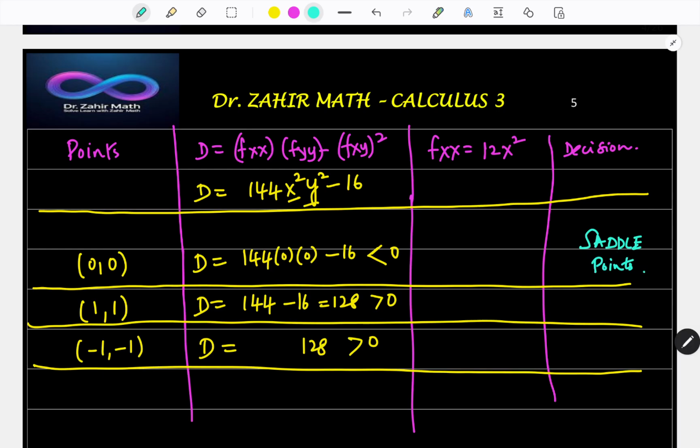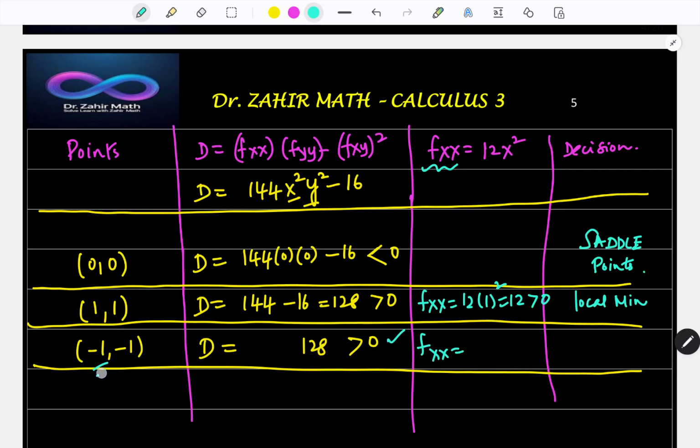When D is more than 0, I need to check fxx. So let me put fxx, which is 12 times 1 square, which is 12, which is more than 0, right? If it is more than 0, we are going to get a local minimum.